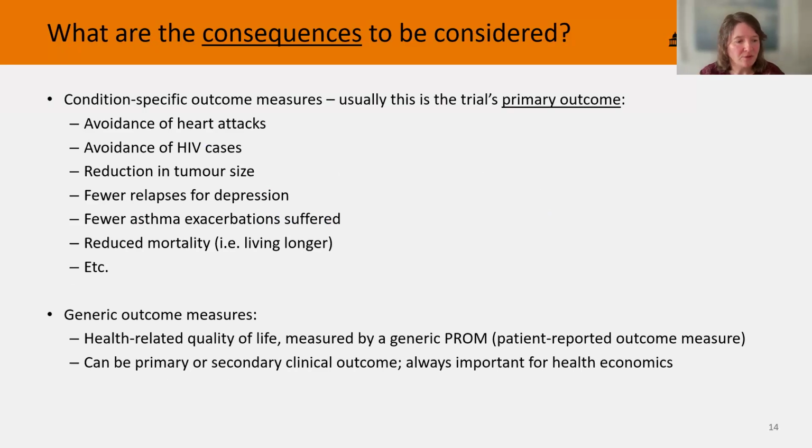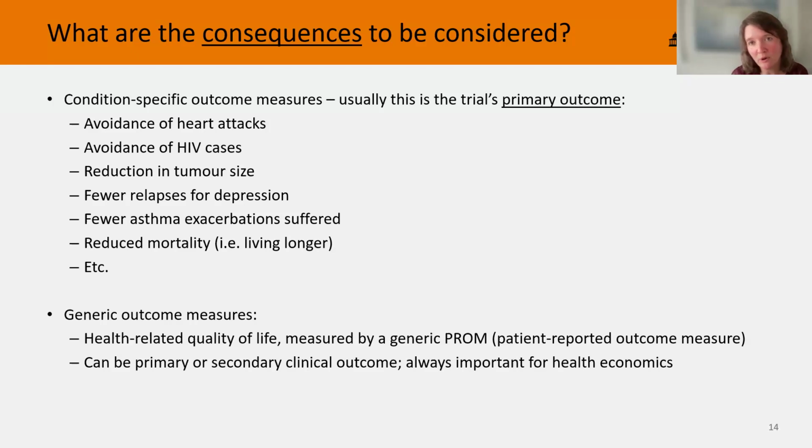So we talked a lot about costs. What about consequences? So we've mentioned quality of life and QALYs, and these really are the main generic outcome measures that we would think about in health economic evaluation. But there are lots of different consequences that we can also think about.